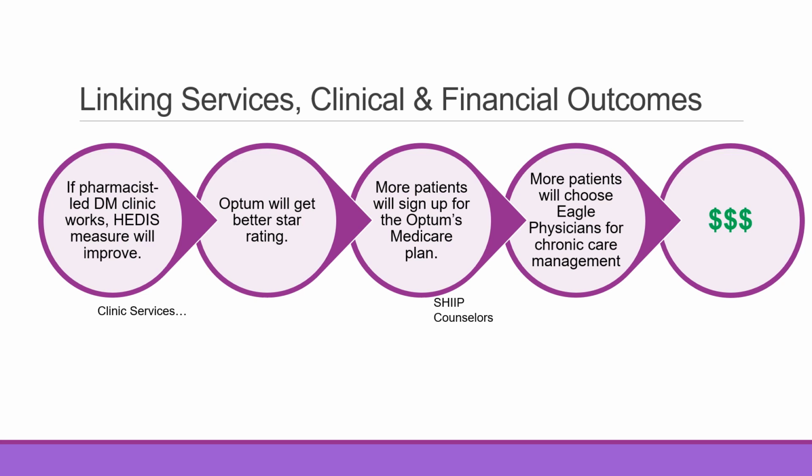So if the pharmacist-led diabetes clinic works and HEDIS measures improve, what happens? Optum will get a better star rating, which means more patients will sign up for Optum's Medicare plan, and more patients through the Optum Medicare plan means that more patients will have the opportunity to choose Eagle Physicians for chronic care management, and that all in all means a lot of dollars for both the insurance company and the clinic. And again, the final outcome of Eagle Physicians not going bankrupt is a real gain for your position as a clinical pharmacist at the clinic.